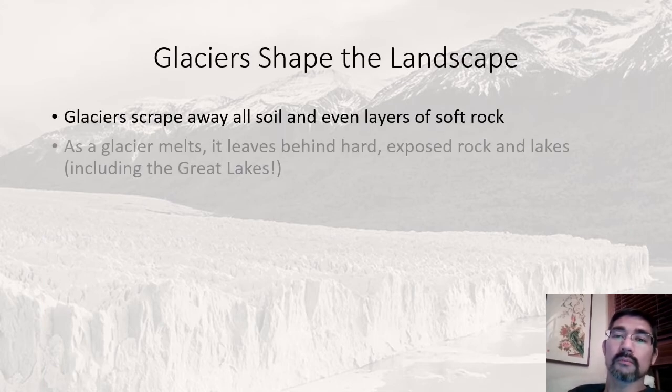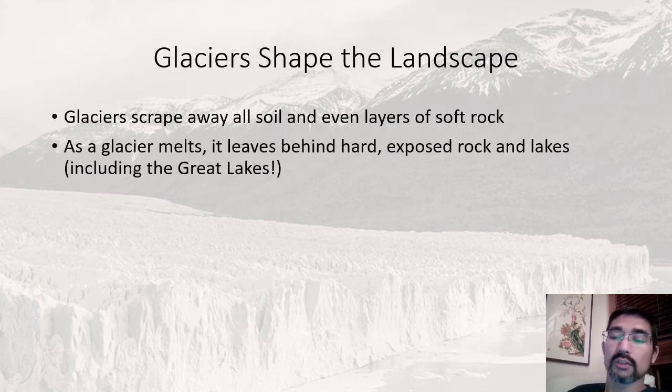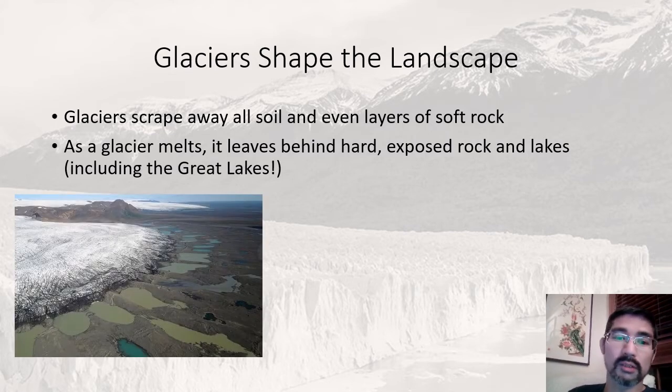So when a glacier melts, it can leave lakes behind, and this is actually one way that the Great Lakes had formed. A large ice sheet moved across the continent of North America. It sort of scraped up the soft materials in the area around the Great Lakes, and when the glaciers began to melt, those depressions that were formed by the movement of this glacier began to fill up with water, and what we're left with is the Great Lakes.